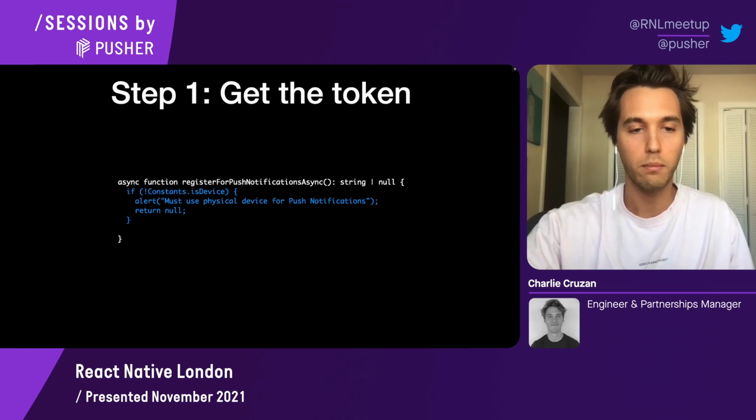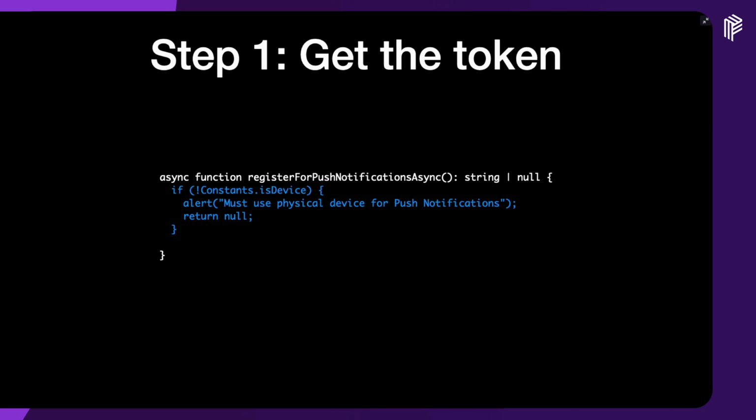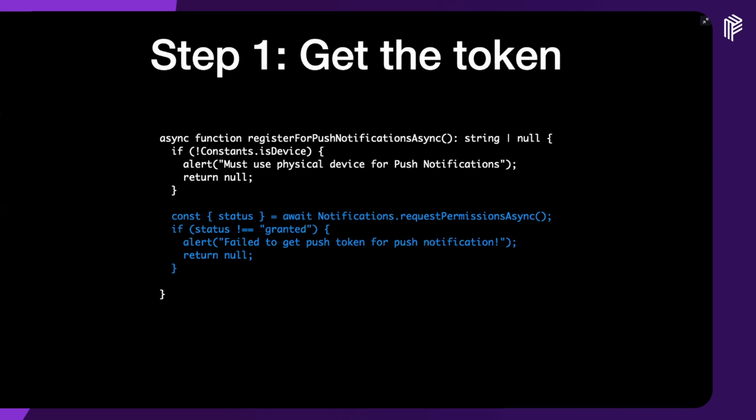First of all, we want to make sure that our device can actually receive push notifications. So simulators and emulators can't. They just don't have the capability of receiving push notifications. So if we're not running on a physical device, we're just going to alert and return null. Next, we need to ask the user for permission to send notifications to them. If they don't grant us permission, obviously we should alert and return null. And if they've already granted permissions, this will actually just return granted and not re-ask them again. So that functions really, really smoothly.